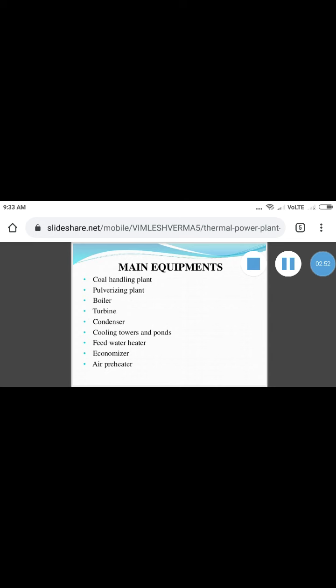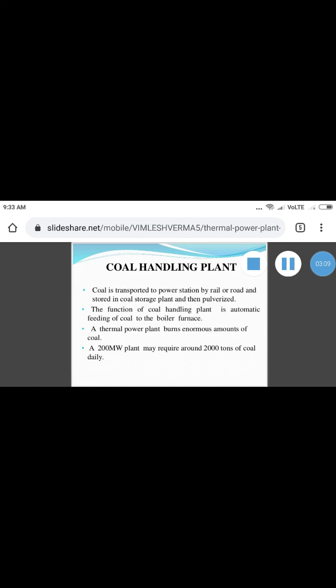Main equipments. The main equipments of thermal power plant are coal handling plant, pulverizing plant, boiler, turbine, condenser, cooling towers and ponds, feed water heater, economizer, air preheater. Coal handling plant. Coal is transported to power station by rail or road and stored in coal storage plant and then pulverized. The function of the coal handling plant is automatic feeding of coal to the boiler furnace.